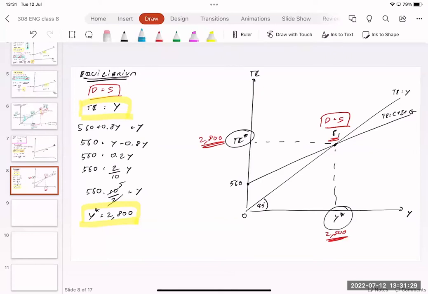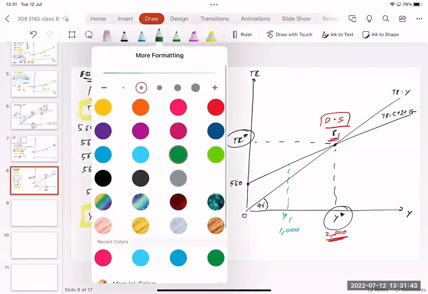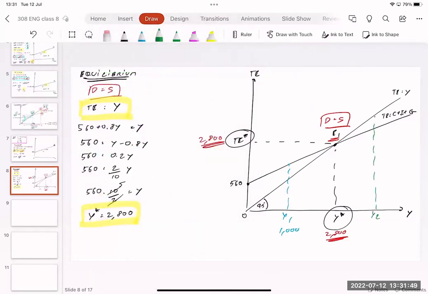For example, if Y1 equals, let's say, 1,000, and if I change to the green color, Y2 equals, let's say, 4,000, how is it going to be? I can easily calculate this. Starting with Y1 at 1,000, on the 45-degree curve, this is supply. Supply equals 1,000.